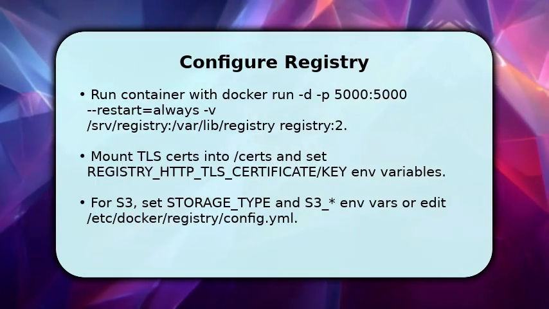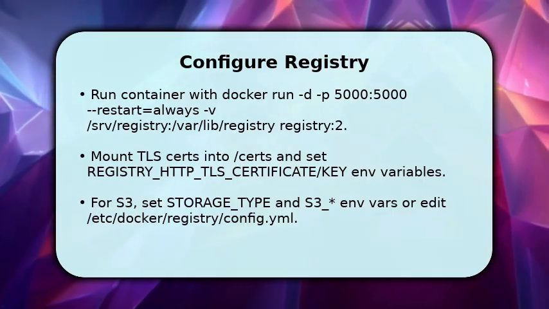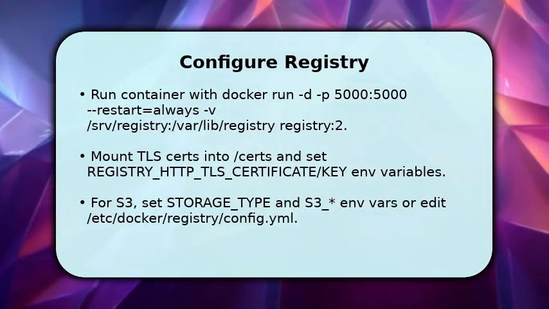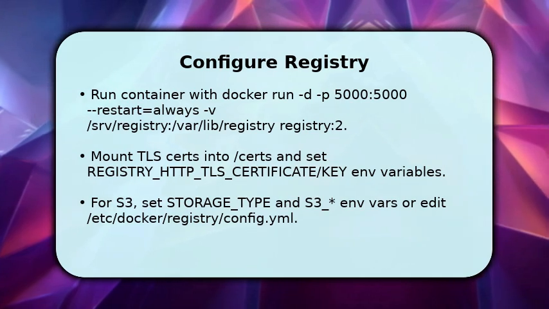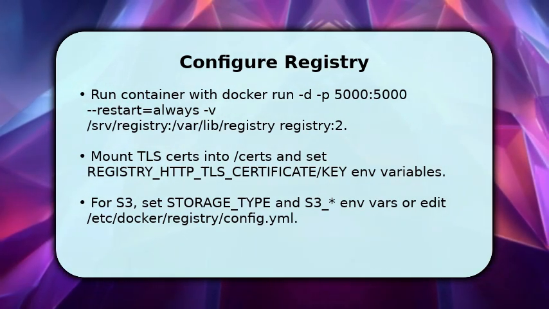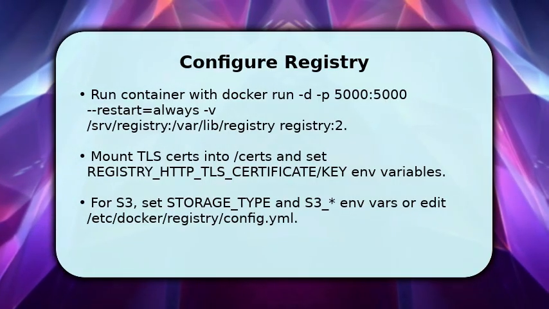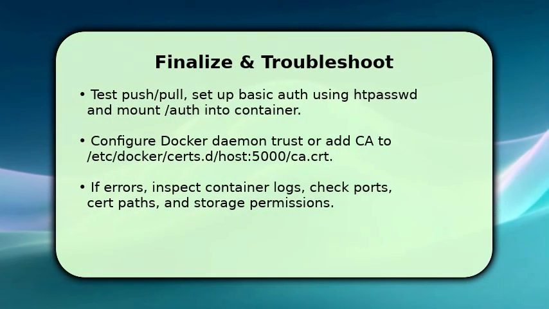Mount it into /etc/docker/registry/config.yml. This controls storage, authentication, and logging. Once the container is running, tag an image for your registry and push to host:5000. These steps create a working registry and demonstrate how storage and TLS work.